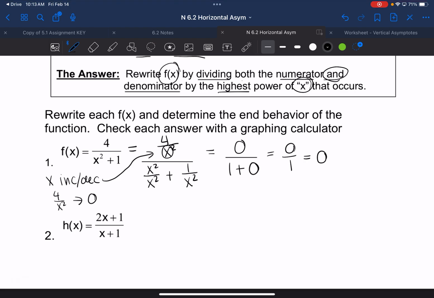Okay, but on number 2, what's the largest exponent of a variable here? Just 1, right? The linear term x, right? These have understood exponents of 1, right? So I'm only going to be dividing by the term x. So just like in the last problem, we're going to do it to everything. So everything in the numerator is going to be divided by x, and same for everything in the denominator, divided by x.